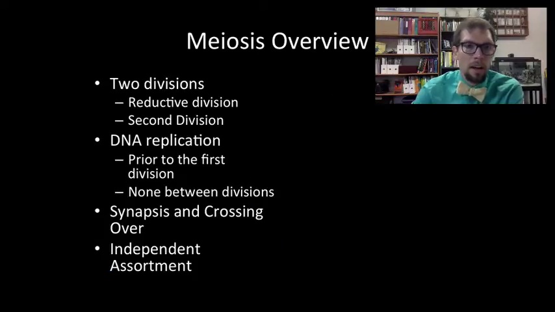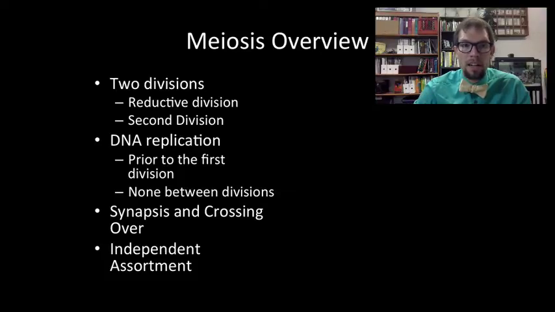Now, just a little bit of an overview on meiosis. So meiosis consists of two divisions instead of just the single division that mitosis consists of. The first division is the reductive division. It's considered the reductive division because this is the division from which the cell will go from being a diploid cell to being a haploid cell. So after the first division, the cell is going to be haploid.